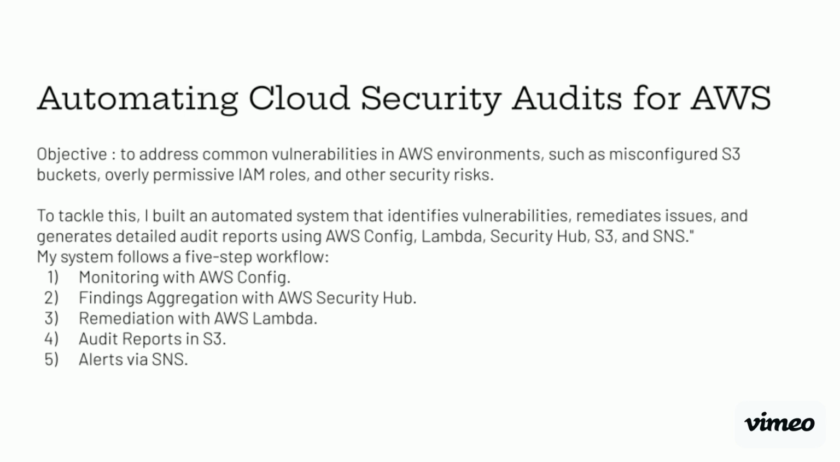To address the common vulnerabilities in AWS environments, I built an automated system that identifies vulnerabilities, remediates issues, and generates detailed audit reports, by using AWS Config, AWS Lambda, AWS Security Hub, S3 buckets, and SNS. My system follows a 5-step workflow: monitoring with AWS Config, finding aggregation with AWS Security Hub, remediation with AWS Lambda, audit reports in S3, and alerts via SNS.